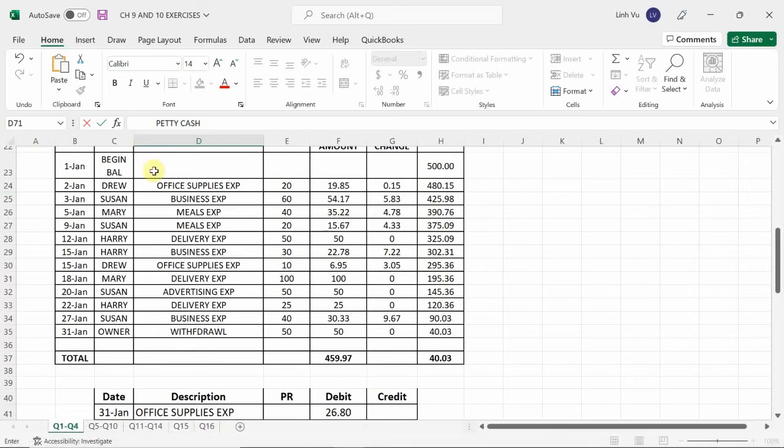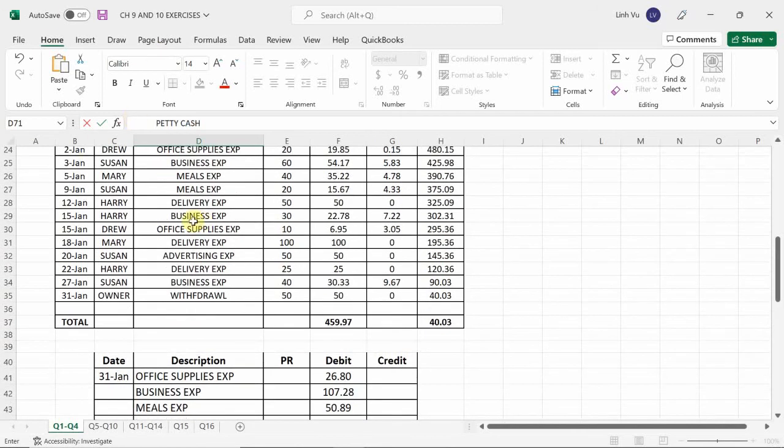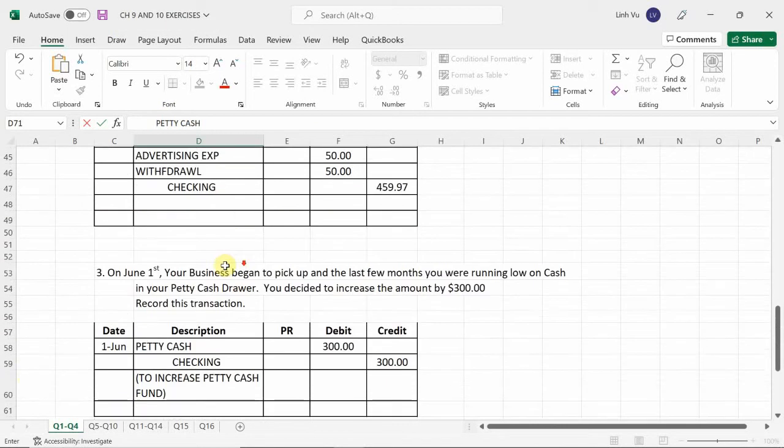And then at the end, when you need to replenish because you're low on money, you're going to count up all the receipts. You're going to acknowledge all the expenses, and you're going to write a check with the exact amount of money that you actually spent. Because right now I've got $40.03 of cash in there, and I need it to be back to $500. So I'm going to write the total of the receipts to replenish my petty cash fund. Okay? All right.